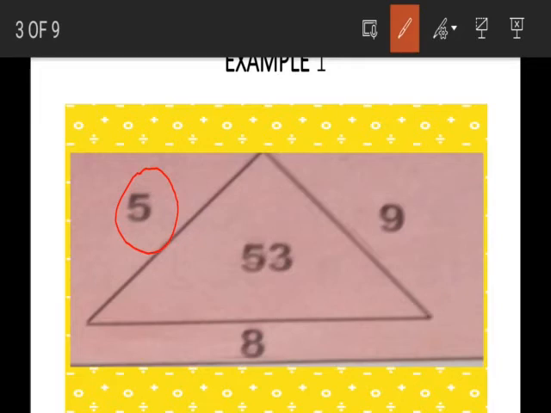Okay, let's assume 8 was not given. How can you get your 8? What you simply do in this case, you multiply 5 and 9. Multiply 5 and 9. This is it.